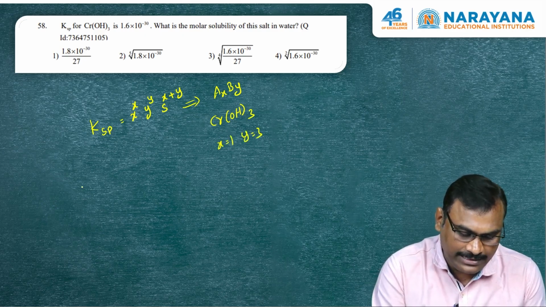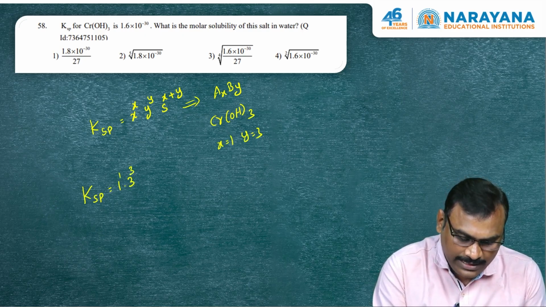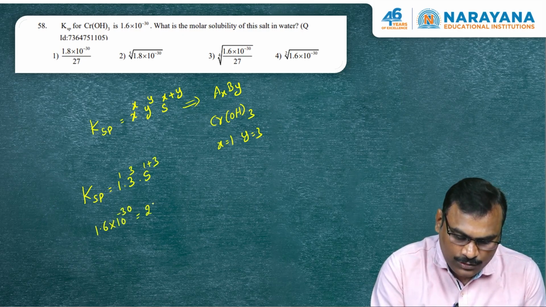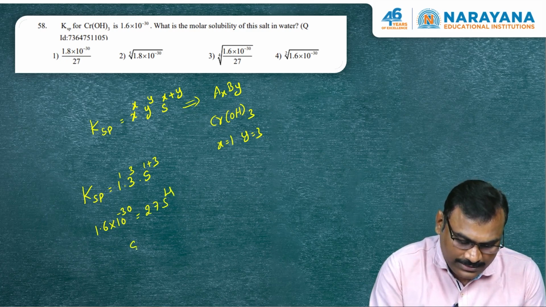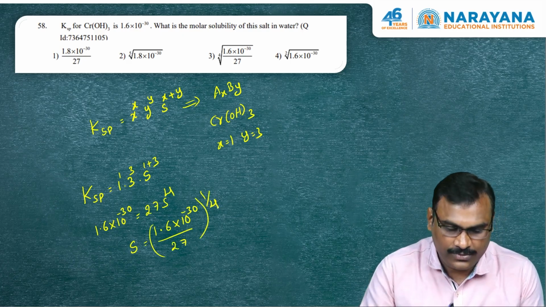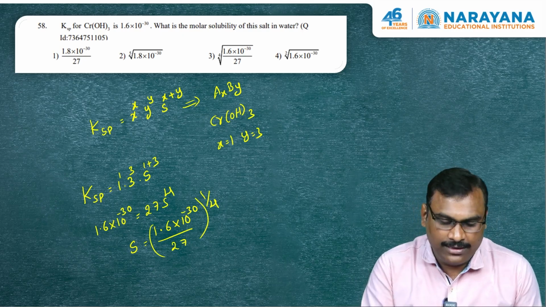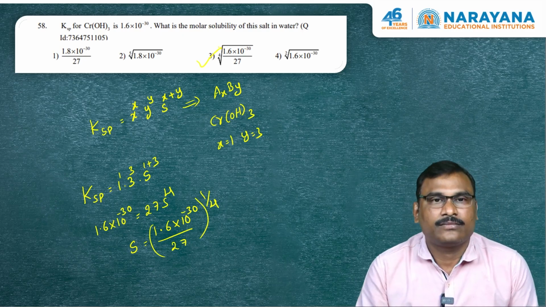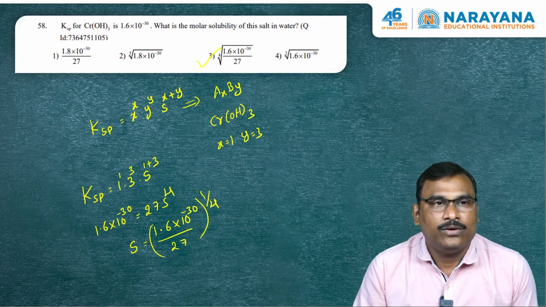Then Ksp is equal to 1 power 1, 3 power 3, s power of 1 plus 3. Ksp is given as 1.6 into 10 power minus 30, which is equal to 27 s power 4. Then s is equal to (1.6 into 10 power minus 30 by 27) whole power 1 by 4. So, the option is 3. Okay, now go for the next question.